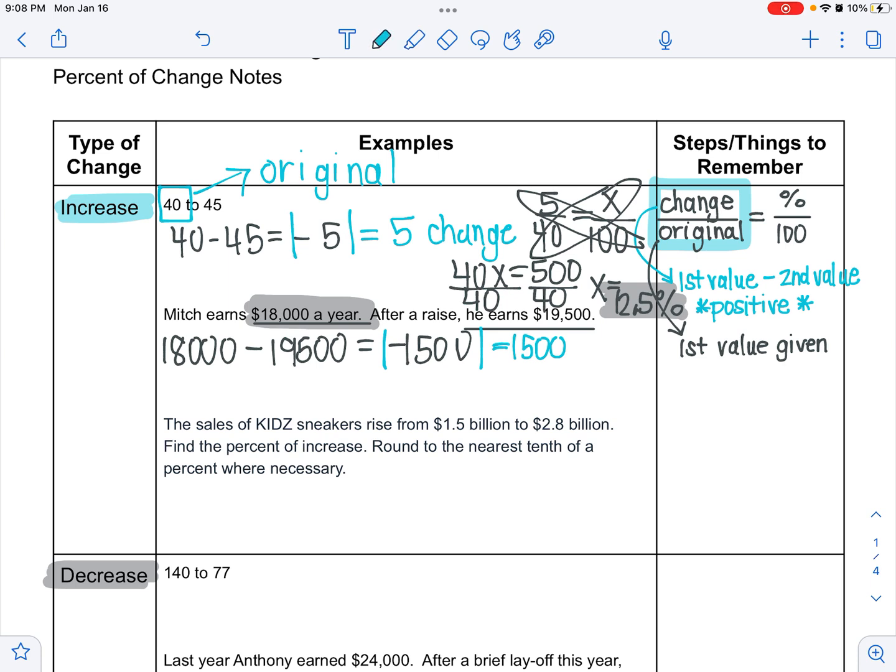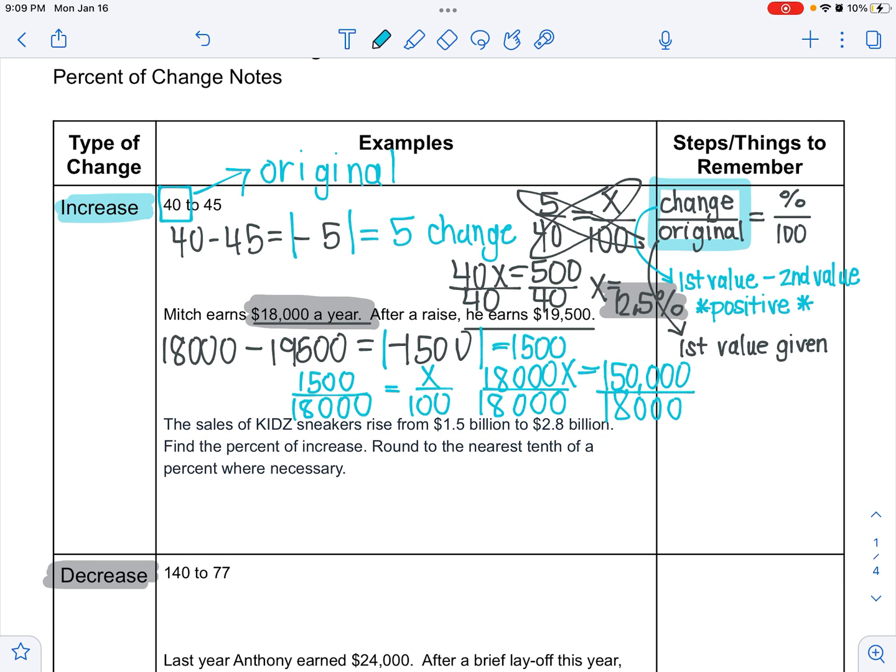So now let's write that proportion. So we've got our change of $1,500 over the original amount Mitch made, $18,000, equals X over 100. So butterfly method, we get 18,000 X equals 1,500 times 100. This is going to be a lot of zeros, so make sure you're being very careful when writing them. 150,000. We're going to divide both by 18,000.